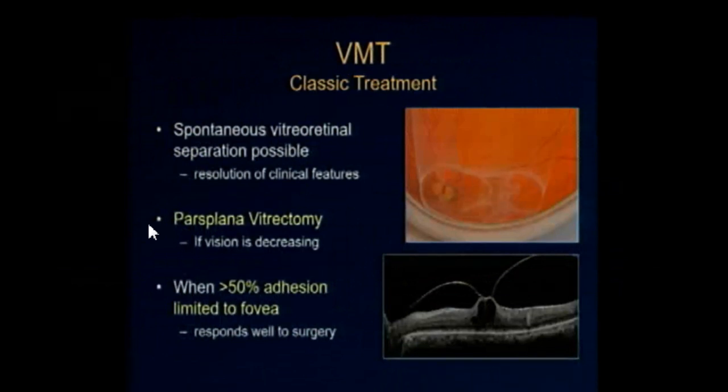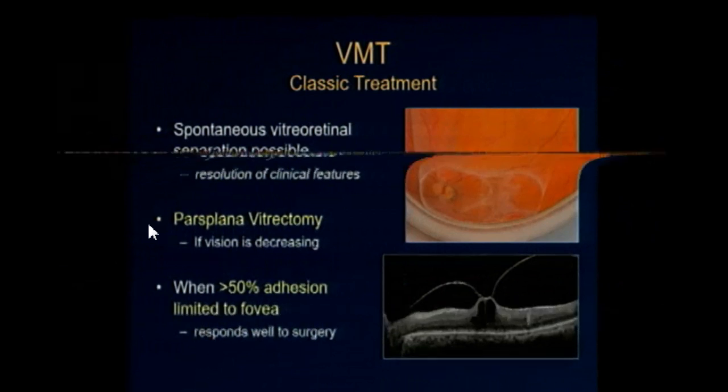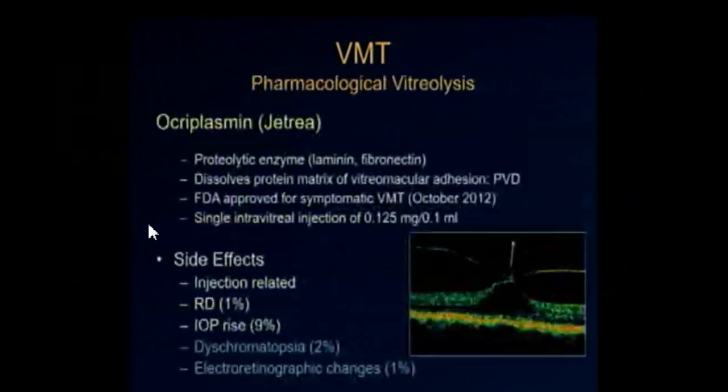All right. Now, how do you treat this? If you have a VMT, you can wait in the beginning, okay, because a VMT can resolve by itself. Or if the patient becomes symptomatic, then you may want to intervene, and the classic treatment is a pars plana vitrectomy. Okay, if you notice that the patient is symptomatic and the vision is starting to decrease, you do a vitrectomy, you remove the vitreous, and you cut this cortex away from the fovea. Okay, in general, if it's not broad and you just have a focal adhesion, this responds very nicely to surgery.